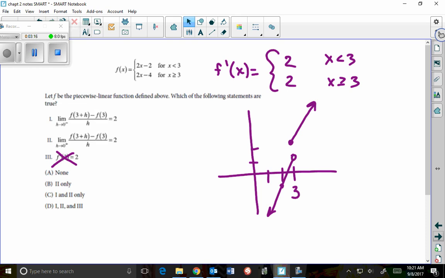But what about the first two things? Could one of those possibly happen? What about from the left? It's not even defined there, is it? So could we get the one from the left? No. Okay, like we can't even plug in f of 3 there, right? But what about from the right? Could we do that one? Yes. So this was the right answer.